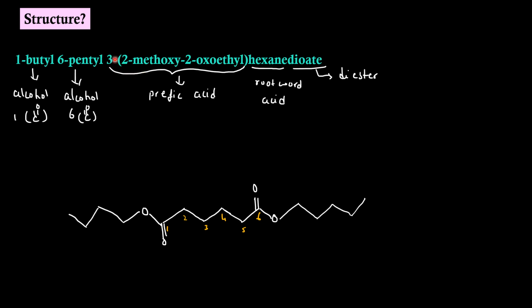On the acid part at position 3, that is here, we have ethyl sitting, 2 carbon atoms. If we number it, the point of attachment to the parent chain is 1, the next carbon is 2. On that ethyl at position 2, 2-methoxy, 2-oxo. This will be the structure of the name.